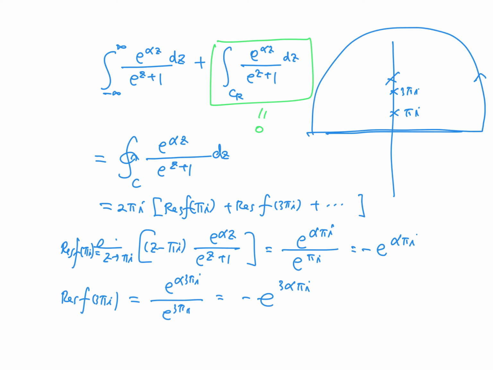So sum over this: minus of exponential alpha pi i, exponential 3 alpha pi i, exponential 5 alpha pi i, an infinite summation, right?